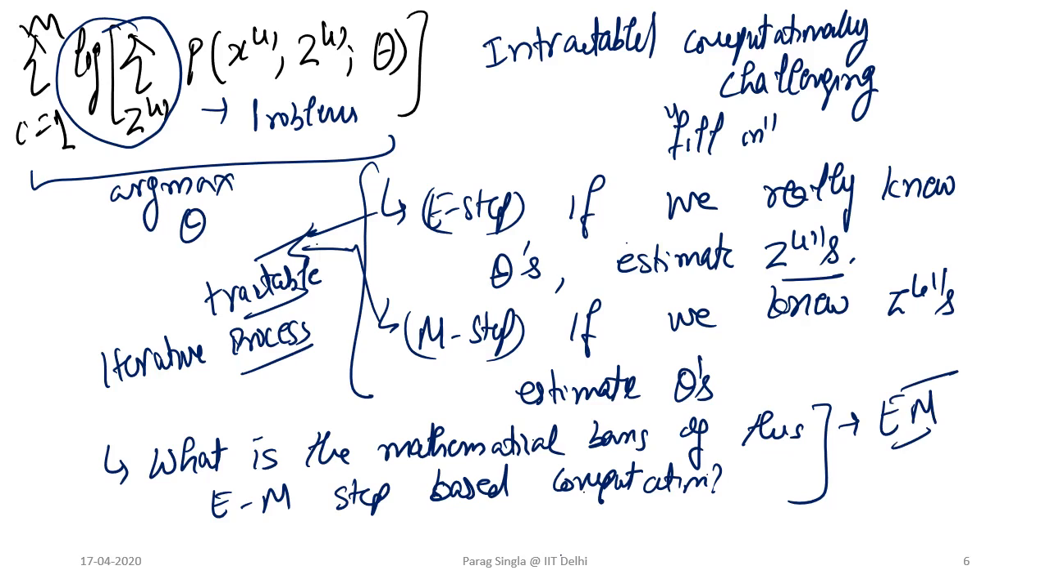And in the process, we will show that it not only converges to something meaningful, but also generalizes beyond just Gaussian mixture models. Let's look at that in the next slide.